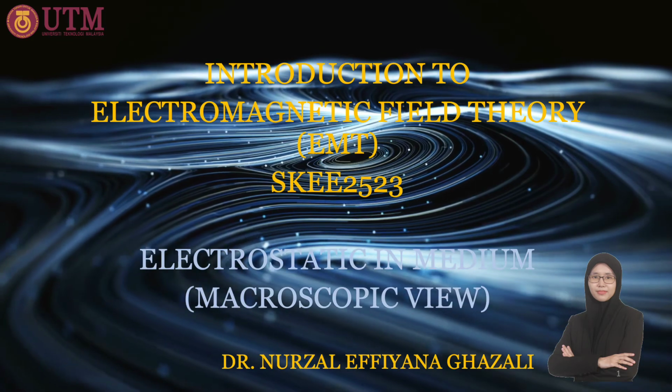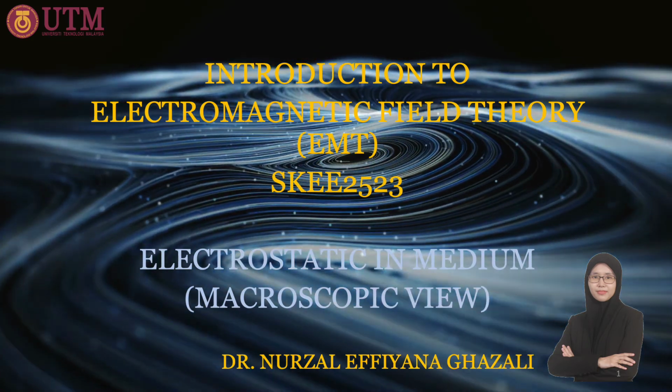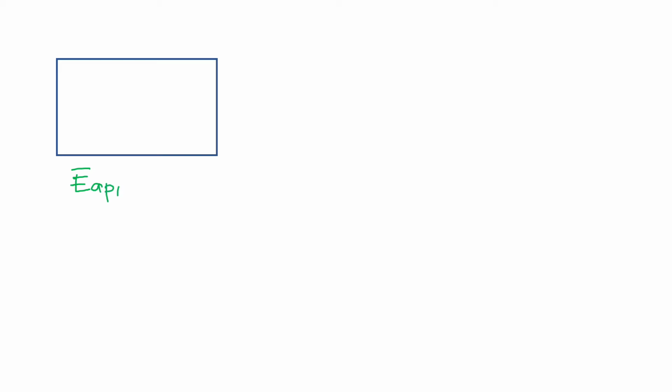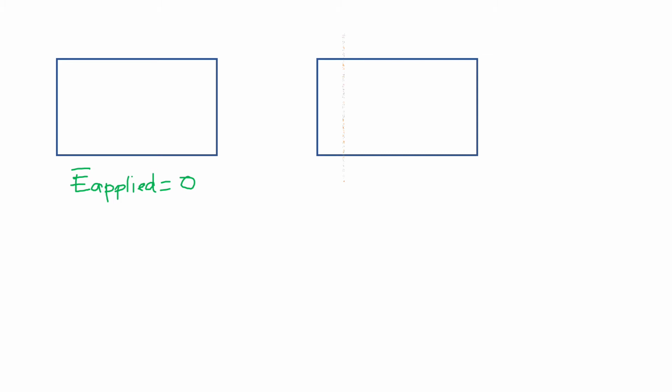We continue our discussion with the macroscopic view. In the macroscopic view, we want to analyze what will happen to the group of atoms in a dielectric. So let's say we have a dielectric here, and at this moment, the electric field is not applied to this material. So I'm going to write here E applied is equal to 0. And next we have a material and we introduce an electric field to this material.